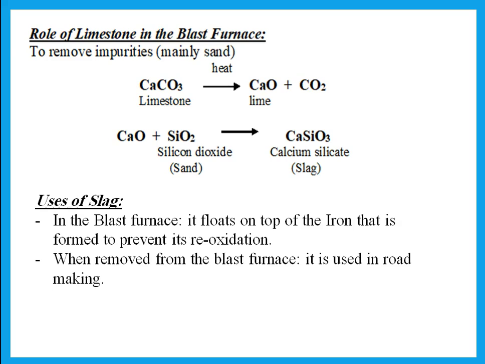Remember, there was one other substance that we said we use in road making. Do you remember which one? The one we obtained from fractional distillation of petroleum or fractional distillation of crude oil. The last fraction at the bottom was called butadiene, and butadiene is also used in road making. So slag is used in road making too.